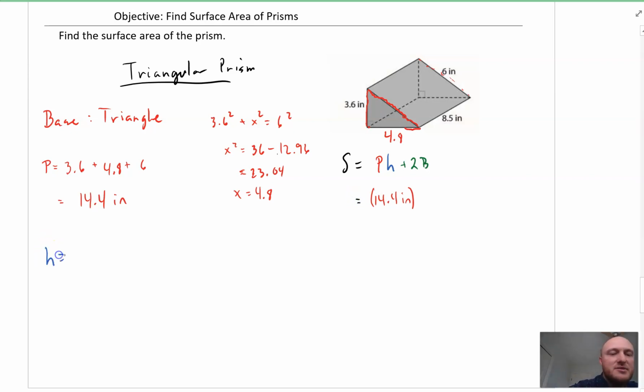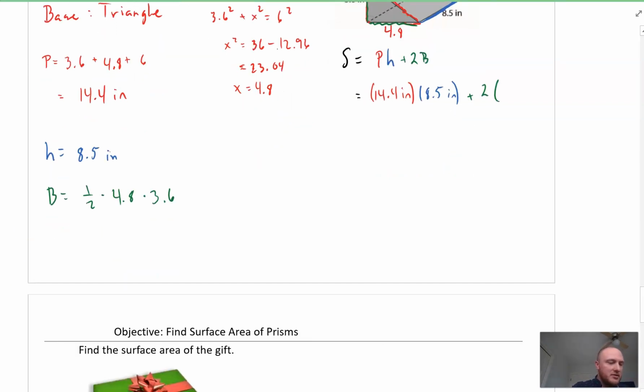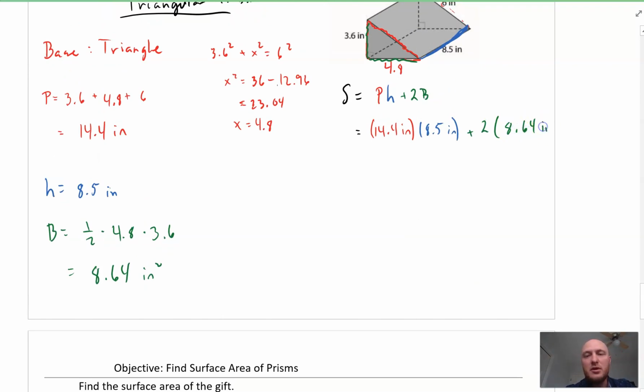All right, next, what is the height? What is the distance between the bases? That's going to be this length here, so that's 8.5 inches. Plus 2 times the area of the base. So the area of the base is going to be 1/2 times length, which we'll say is 4.8, times the height of the base. So length times width of the base, 3.6 right here. How do I know it's length and width? Well, the length and the width form the right triangle. So those are our values, and let's calculate this. We get 8.64 square inches.